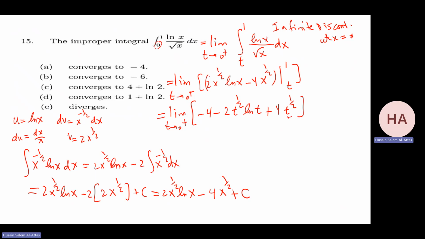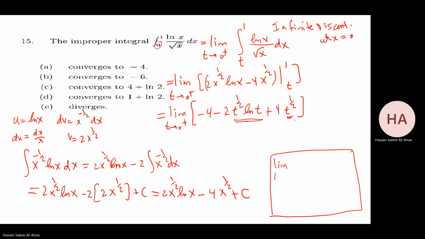I have no problem with the last term. As t goes to 0, it will go to 0. This one, I need to find the limit. I need L'Hôpital's rule. Let me take this space for it. So I need to do this limit: t goes to 0 from the right of t to the power half ln t, which is 0 times infinity. So I can rewrite it as the limit as t goes to 0 from the right of ln t over t to the power minus half.